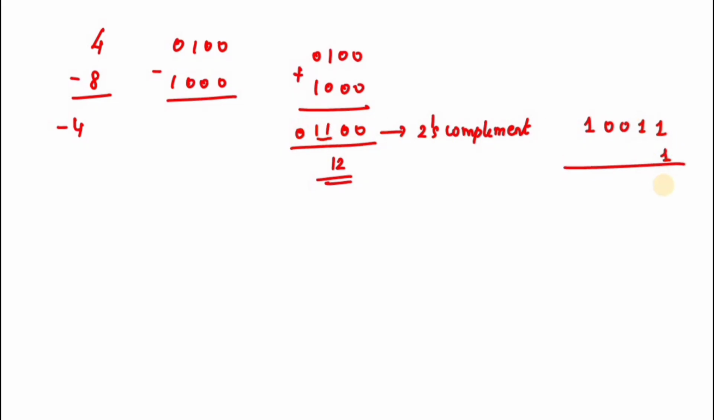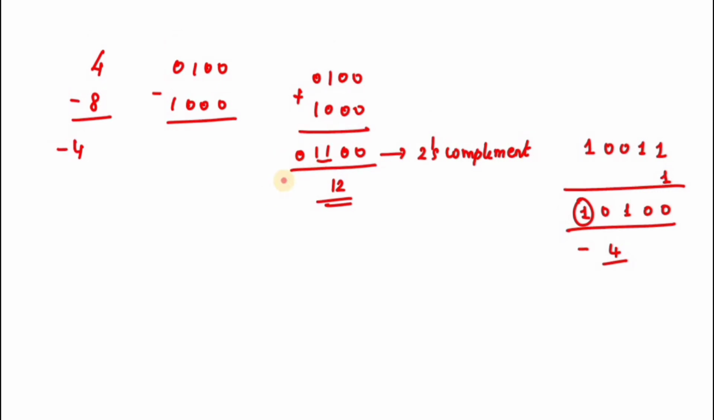So if I add 1, I will get 1, 0, 1, 1, 0, 0. So this 1 represents minus, 0, 1 represents 4, right? So we'll get the answer as -4. So a problem occurs whenever the carry out bit goes to 0, and the mode of the circuit, that is the C naught value, is equal to 1.